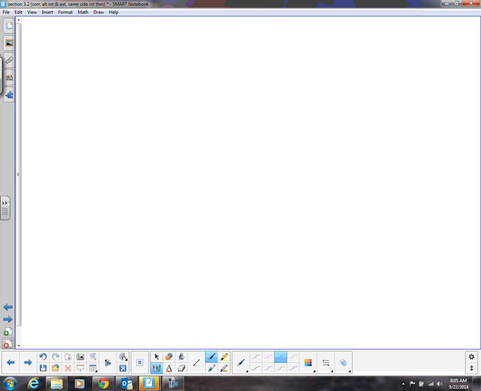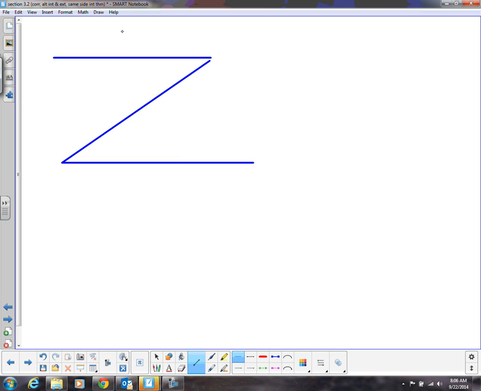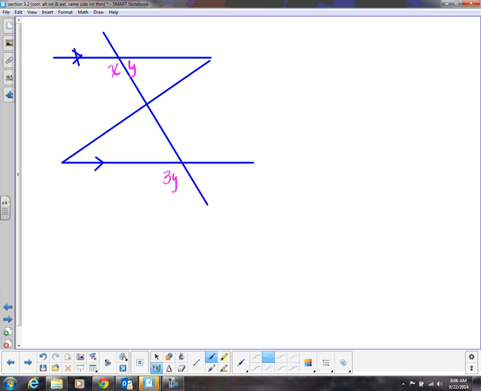Oh, yes. Wendy has her hand up. What one would you like? 19. Am I correct when I draw a picture something like this? Is that 19? I believe they told us this was x. They told us this is 3y, and they told us this was y. Am I right?